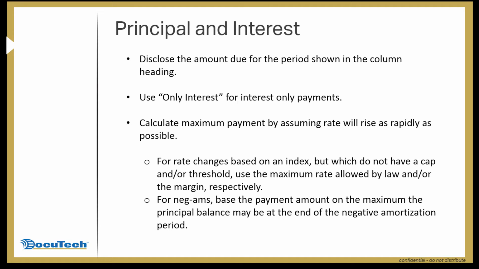Calculate the maximum payment by assuming the rate will rise as rapidly as possible. Take into account applicable caps on interest rate adjustments and the lifetime interest rate cap. For rate changes based on an index that has no lifetime interest rate floor, the maximum interest rate is equal to the margin. For negative amortization features, use the maximum payment amount after the end of the period where the principal balance may increase by assuming the maximum principal amount allowed under the terms of the obligation at the end of the period.